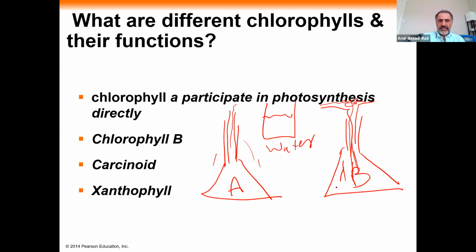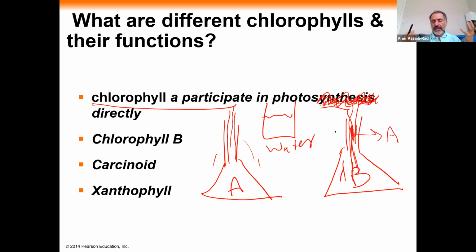Okay, photosynthesis. Chlorophyll A, right here, as I said, participates in photosynthesis directly. So this right here would be chlorophyll A, okay? Then, of course, they write them down as small a, small b. Chlorophyll B, carotenoid, and xanthophyll are the three major types of pigment. They absorb light right here, and they give it to chlorophyll A. I hope I'm making some sense.